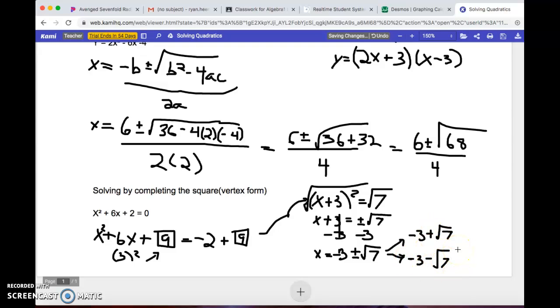All right, so that's a full review of everything: graphing, factoring, the quadratic formula, and completing the square, which is vertex form.